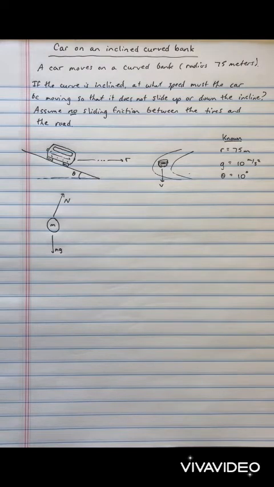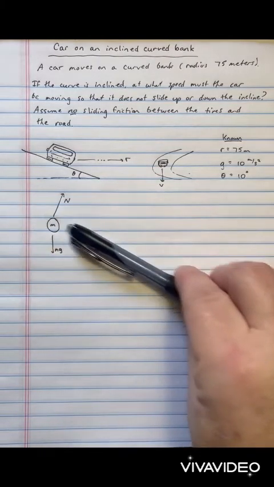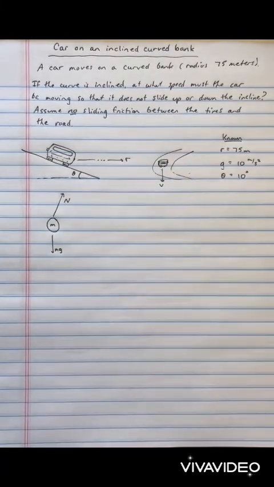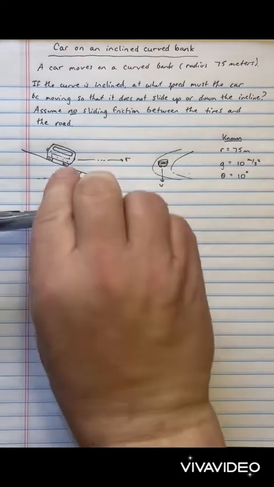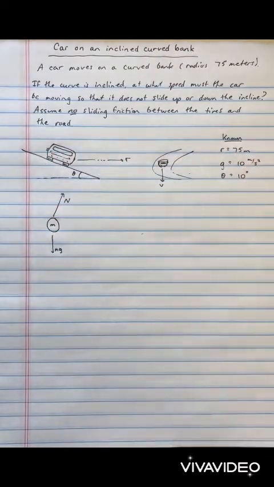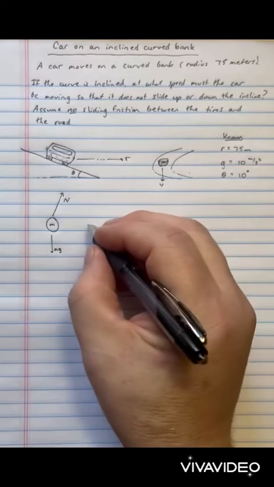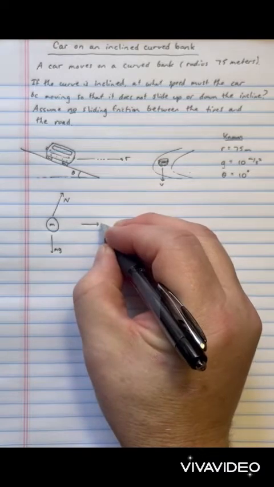All right, now, here's where it gets a little tricky. If we were worried about the car sliding up or down the incline, you might think it would be best to choose coordinates that would go down the incline and up like that. And we have done that in previous videos. But in this case, the centripetal acceleration is pointing straight outwards like this towards the center of the circle of the road. And therefore, it's going to make most sense to keep our coordinates horizontal and vertical.